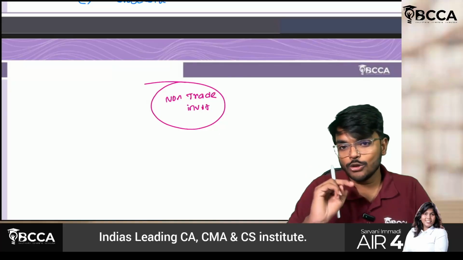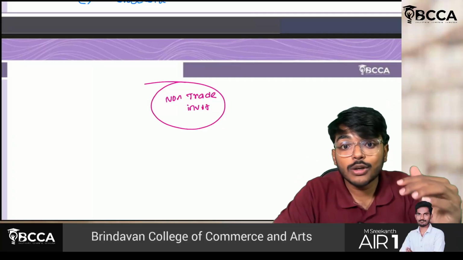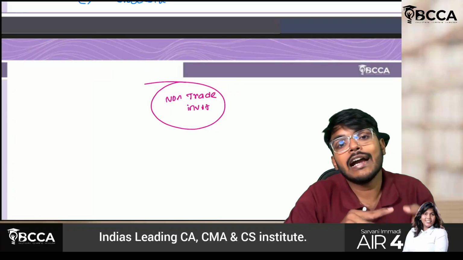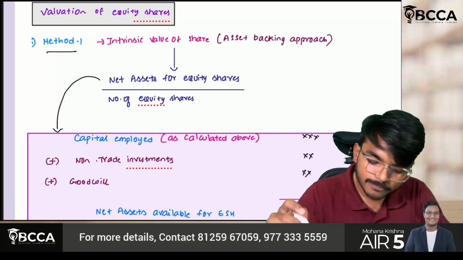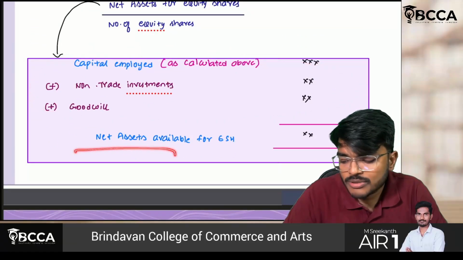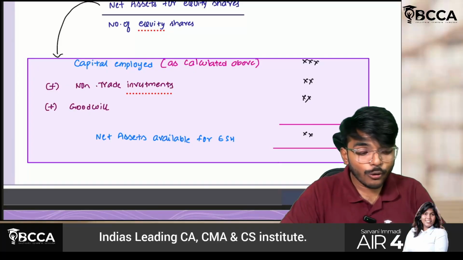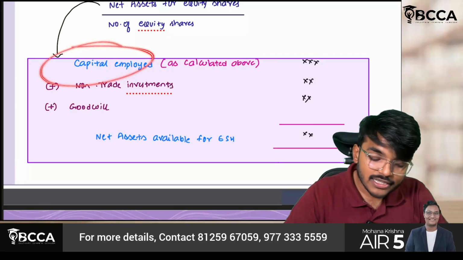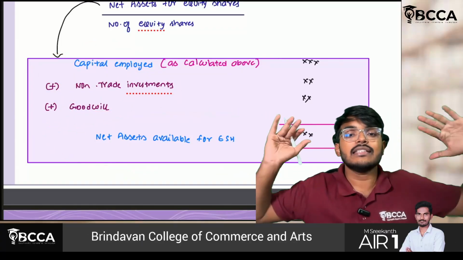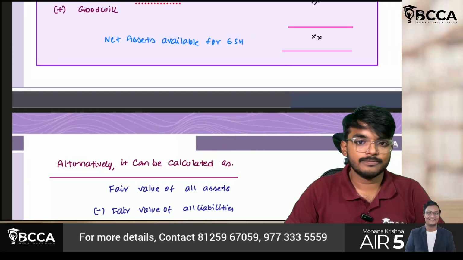That's it guys, only 2 points you have to remember. Whatever the capital employed which you have calculated while doing the goodwill valuation, add goodwill to that and add non-trade investments also to that. If you add these two items, you will easily get net assets available for equity shareholders. Capital employed plus non-trade investments plus goodwill gives net assets available for equity shareholders.